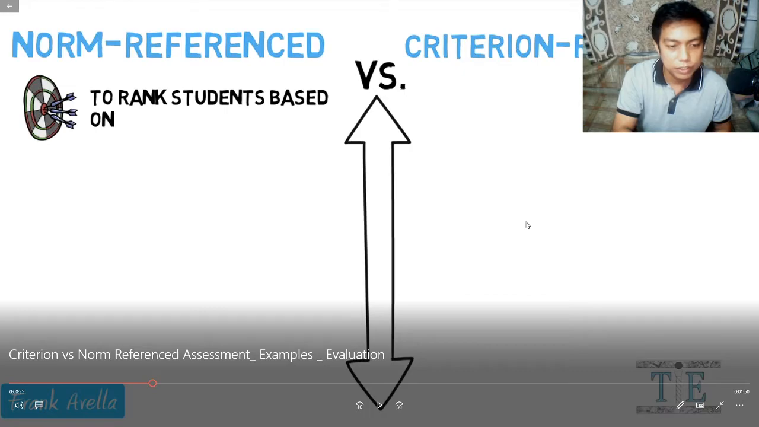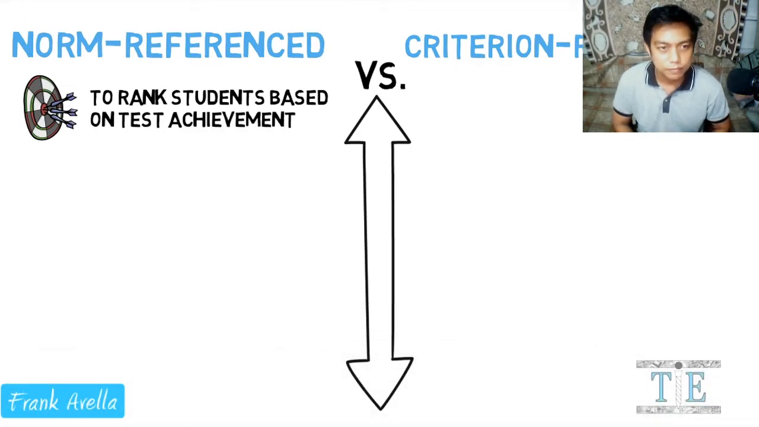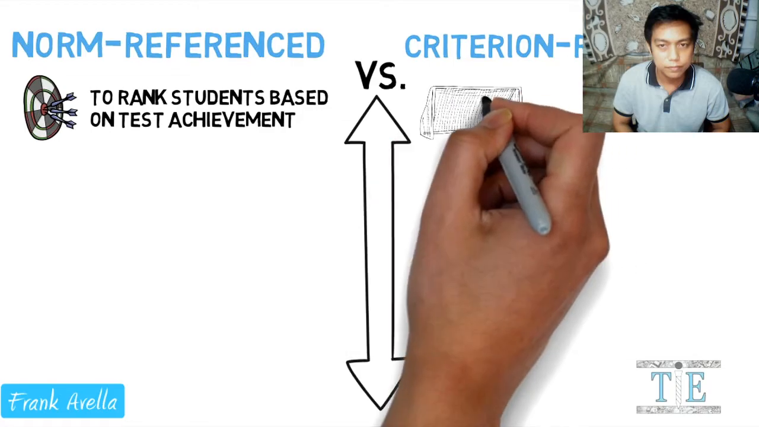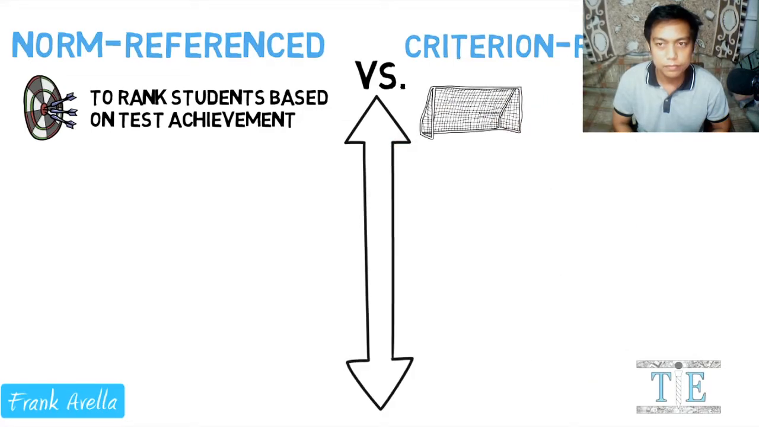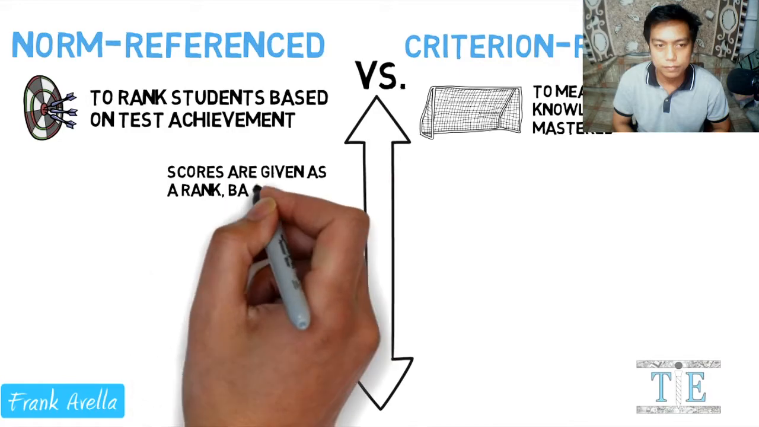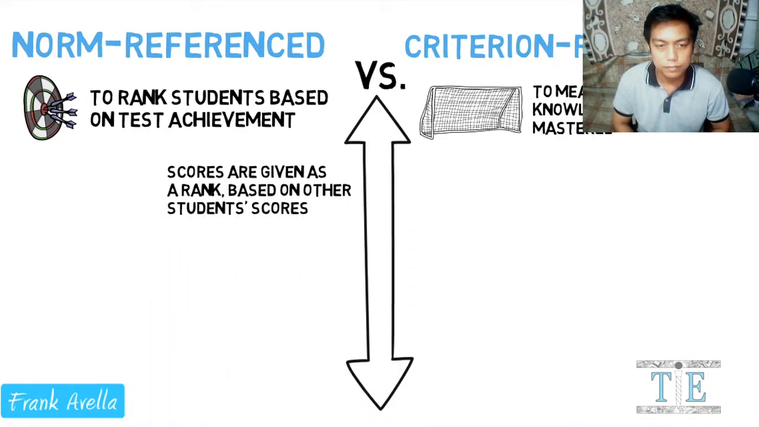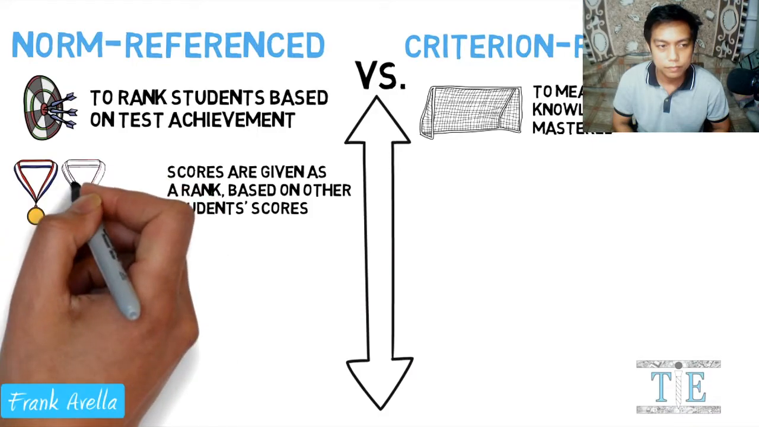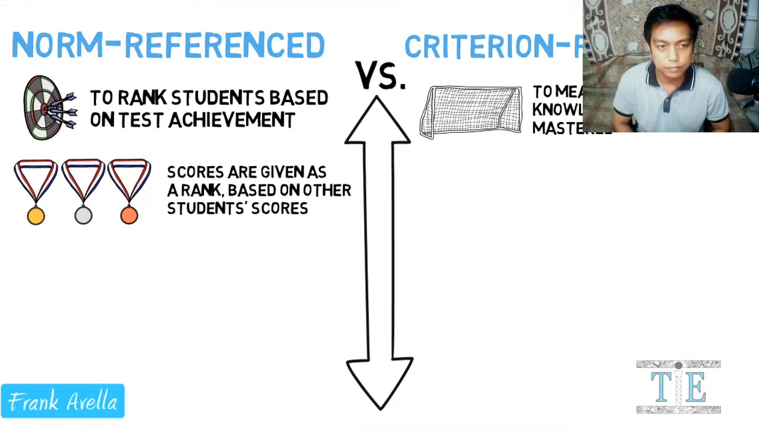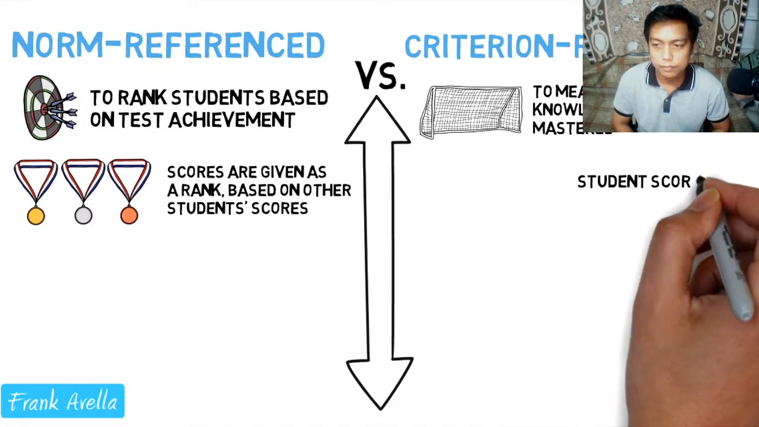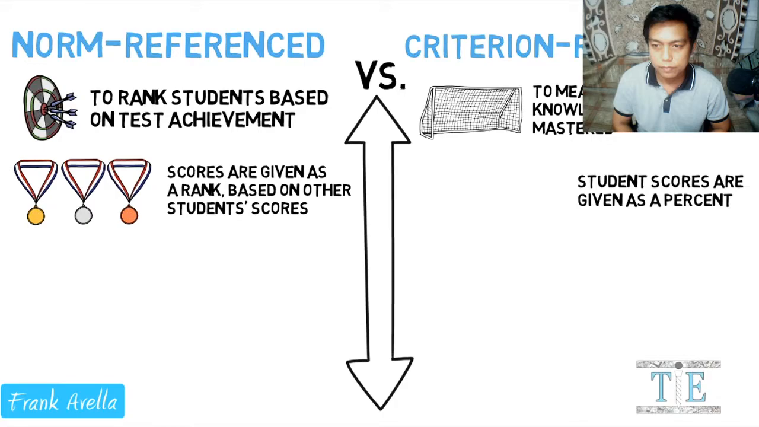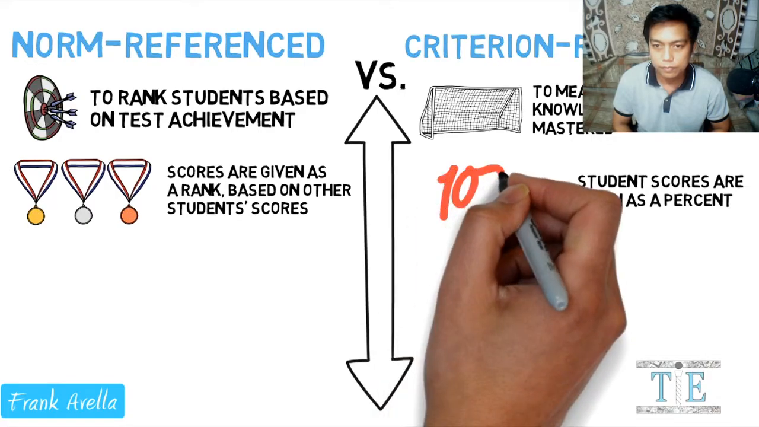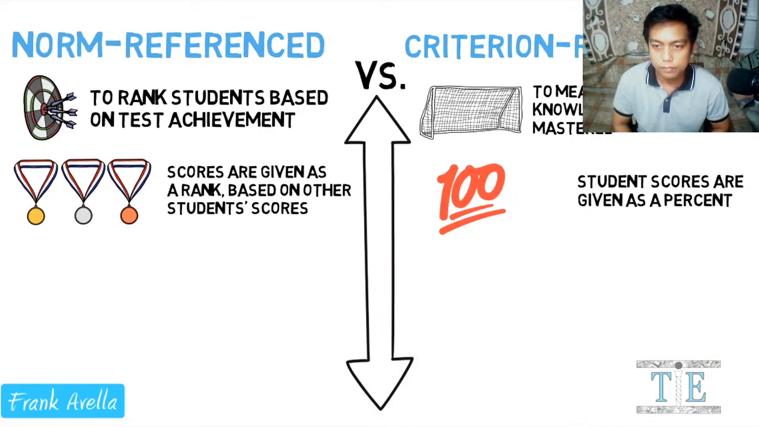Based on test achievement scores. On the other hand, what is the goal of criterion referenced assessments? Their goal is to measure the skills and knowledge that a student has mastered. In norm referenced assessments, scores are given as a rank, and they are based on other students' scores, similar to a race where competitors are ranked for gold, silver, and bronze. With criterion referenced assessments, student scores are usually given as a percentage. If a student gets all questions right, for example, that is 100%.